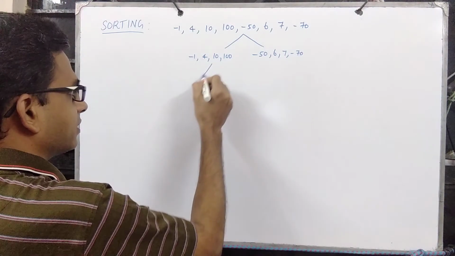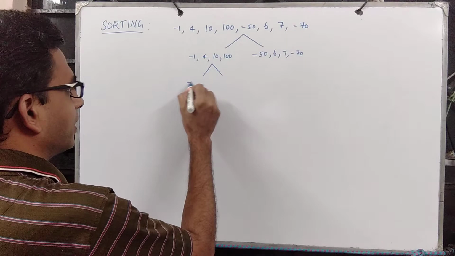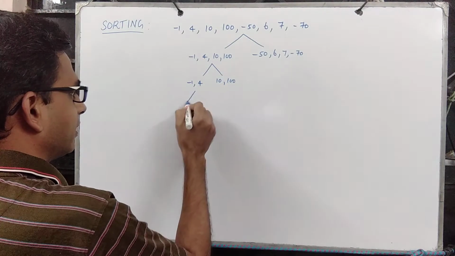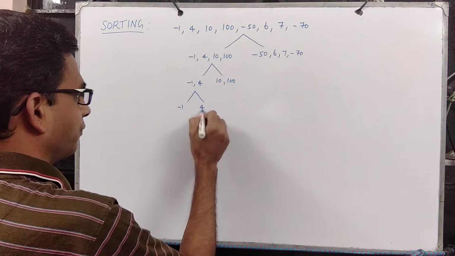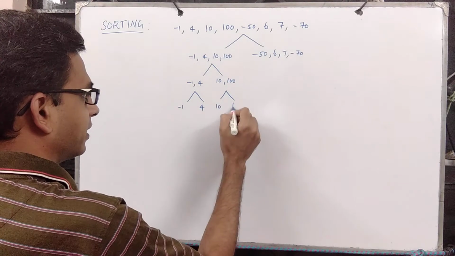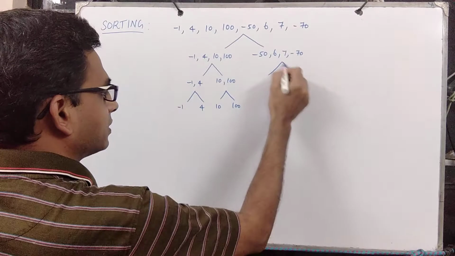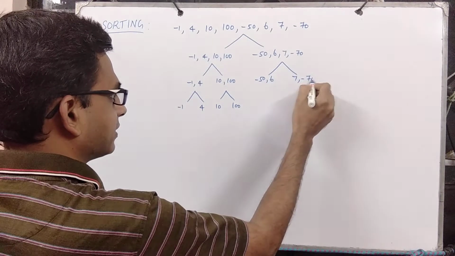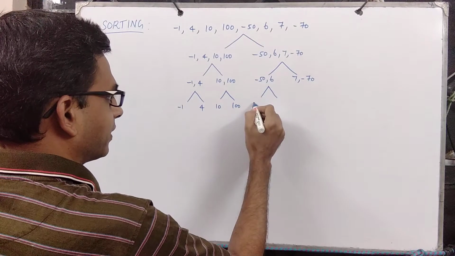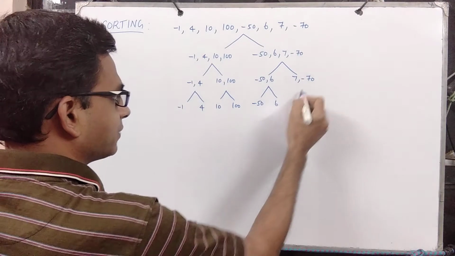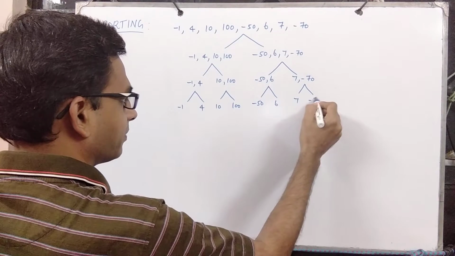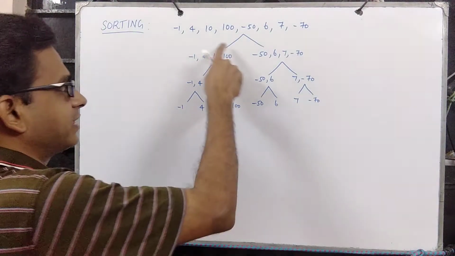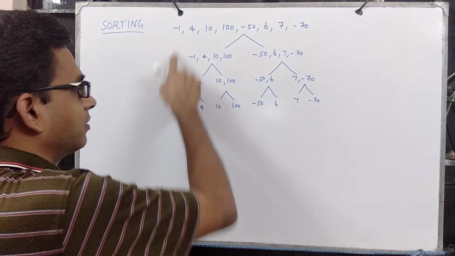We keep doing this until we hit T of one subproblems. Minus 1, 4, 10, 100 becomes minus 1, 4 and 10 and 100. On this side minus 50, 6, 7 and minus 70, and further if you break this down, it becomes minus 50 and 6, and then 7 and minus 70. In some sense, the input size reduction tree is like this.